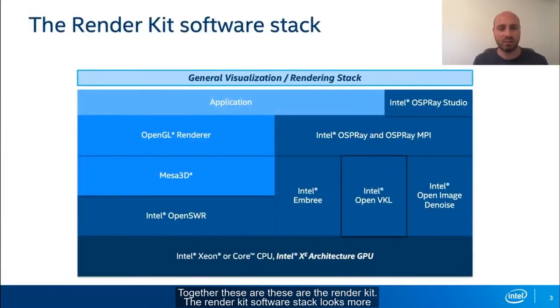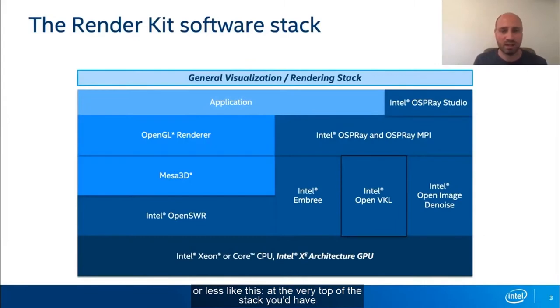The render kit software stack looks more or less like this. At the very top of the stack, you'd have an end user application, for example, ParaView or VisIt, or possibly OSPRay Studio. At the middle level of the stack, you have OSPRay and family products, for example, OSPRay MPI, that expose the interface. And then at the low level of the stack, you'd have the component libraries, for example, Embree, OpenVKL, Open Image Denoise. And at the bottom, you have the hardware, for example, Intel Xeon or Core CPU architectures or the upcoming Intel Xe GPU architectures.